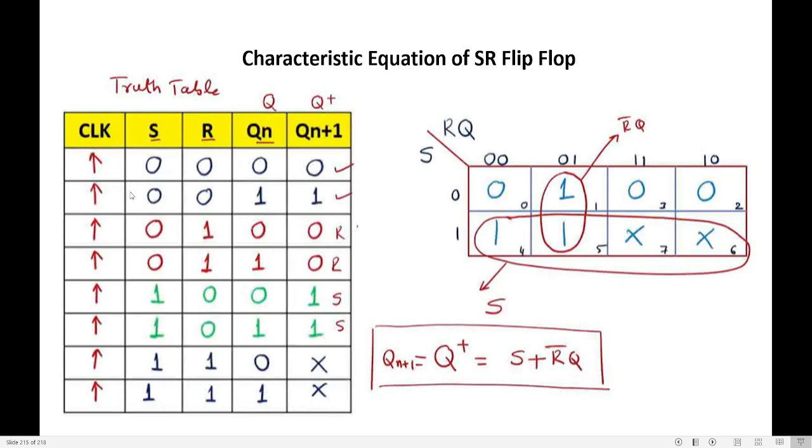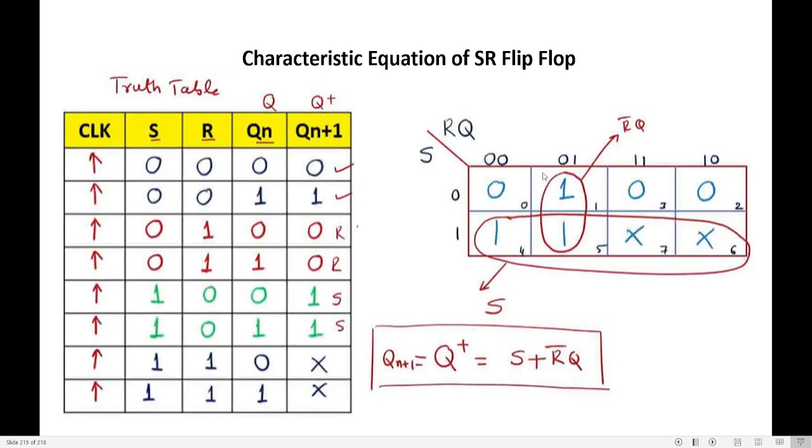So it is very clear. When both S and R are zeros, there will not be any change. You call it as no change. Whatever value you have in Qn will come as such. When reset is 1, the outputs are reset to 0. When set is 1, output is set to 1. When set and reset are 1 and 1, it is invalid.